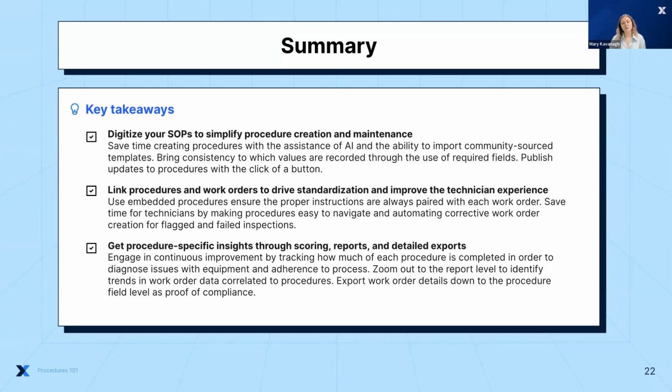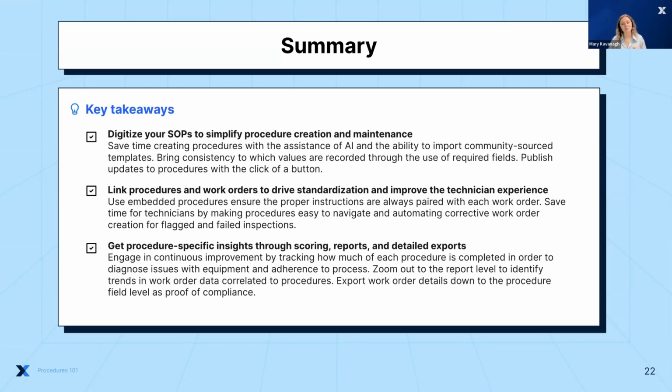Secondly, link your procedures and work orders to drive standardization and improve the technician experience. Use embedded procedures to ensure the proper instructions are always paired with each work order. Save time for technicians by making procedures easy to navigate, and automate your corrective action work orders for flagged and failed inspections. And finally, get procedure-specific insights through scoring, reports, and detailed exports.